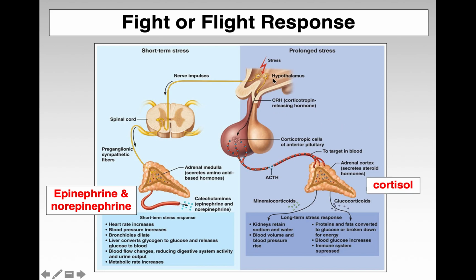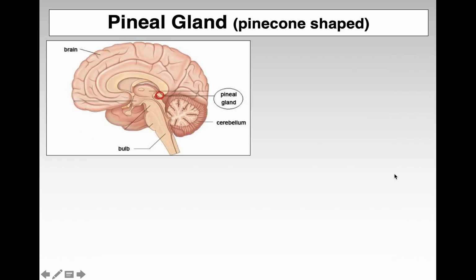Right? If you have a long-term stress, that is through another hormone called cortisol, and that's really in longer-term stress. And you have to be really careful. There's some research showing that long-term cortisol can have some real negative effects.